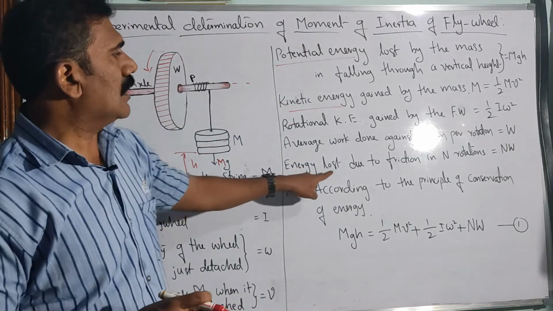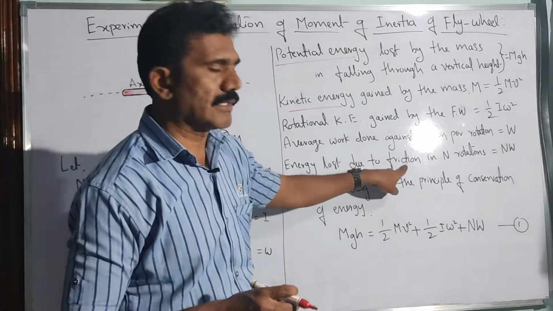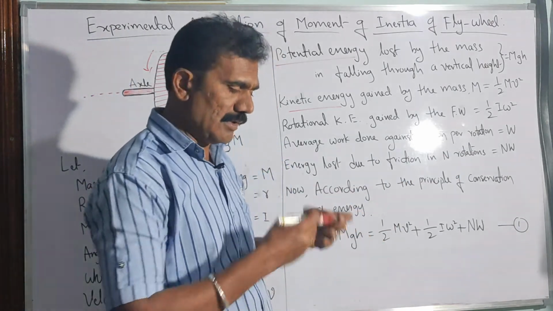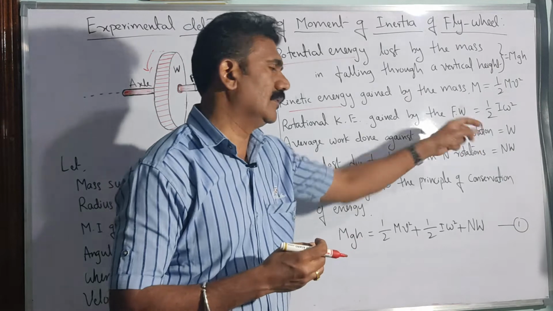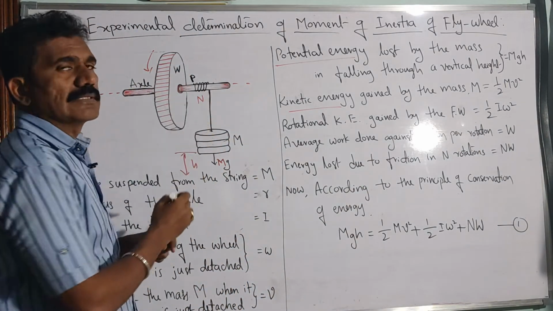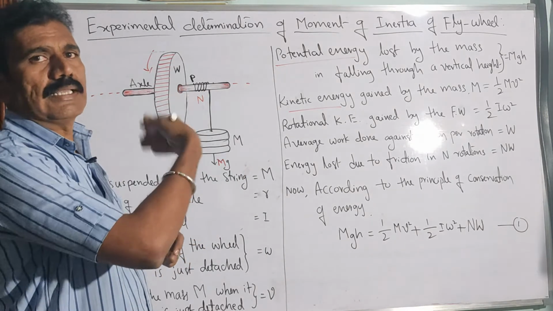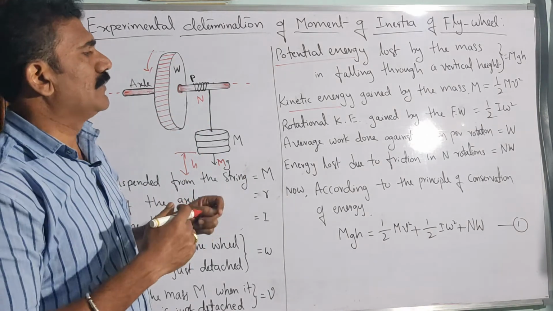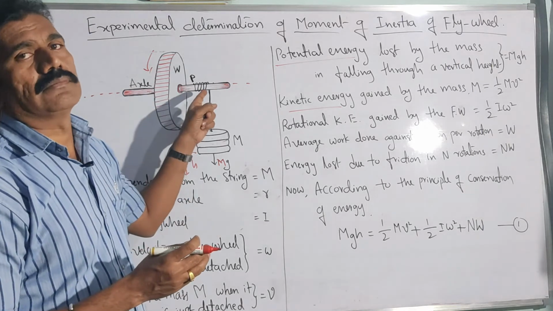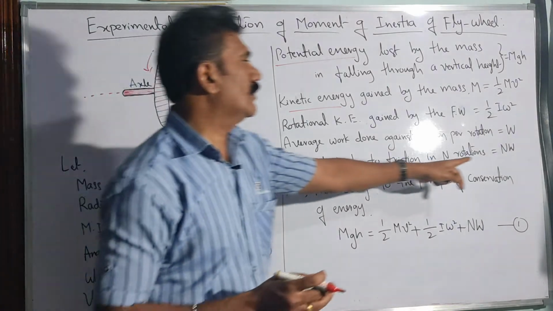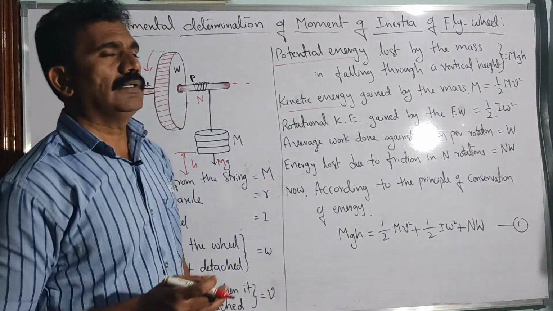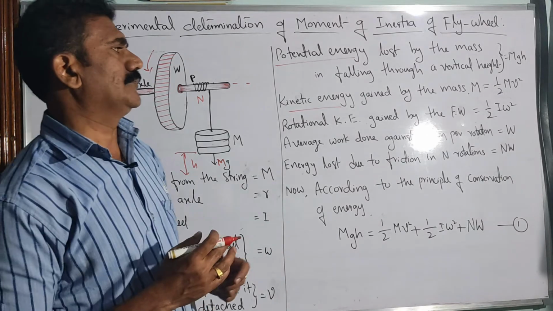Next, energy lost due to the friction in n number of rotations. For one rotation you are considering the work done is equal to W, and it is assumed that depending upon the number of turns n on the thread, it is rotating n number of turns also, right? So if it is rotating n number of times, what is the total energy lost due to the friction? Okay, so that is equal to n into W, right? Total energy lost during the rotation against the friction.